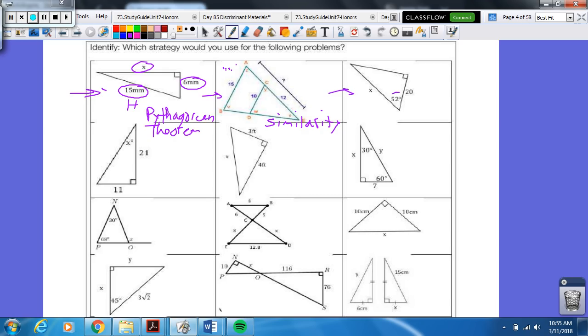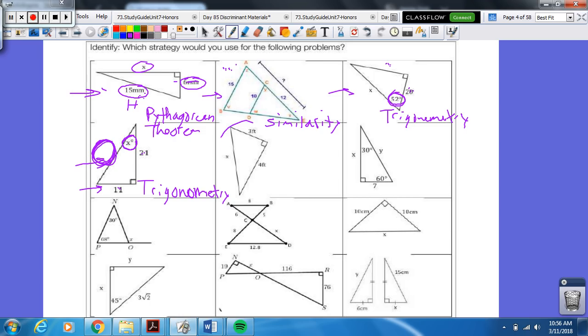Okay, so now here's a new one over here on the far right. So check this out. I'm given an angle now. So I can't use Pythagorean theorem because I don't have the other side. I can only use Pythagorean theorem when I have two given sides, like over here. So this one is going to be trigonometry. Generally when you have angles in it, you're going to be looking for trigonometry problems, okay?